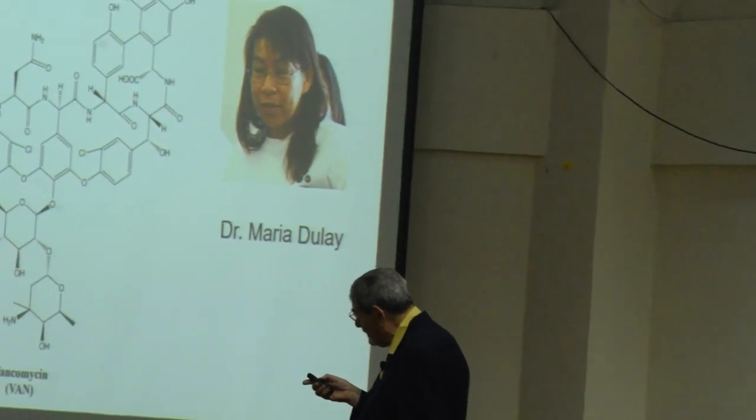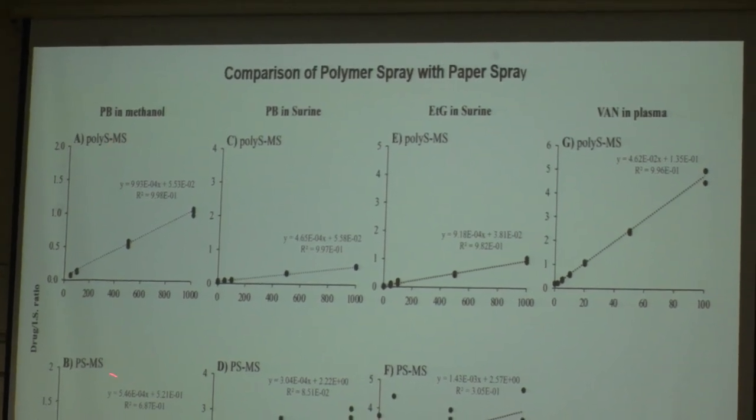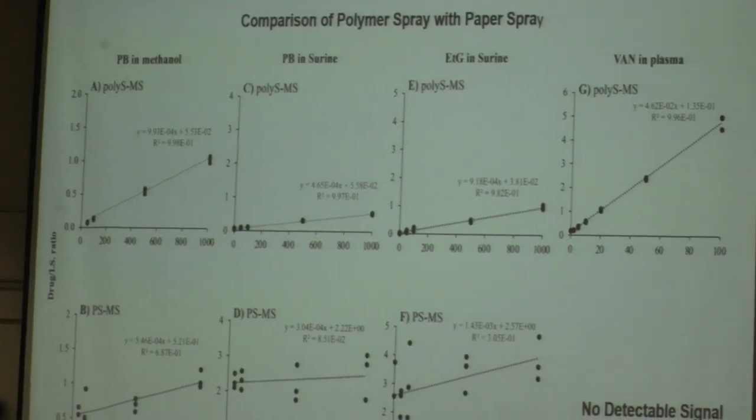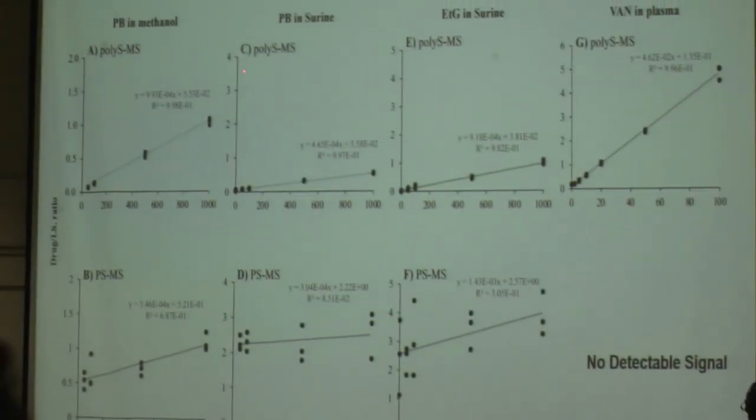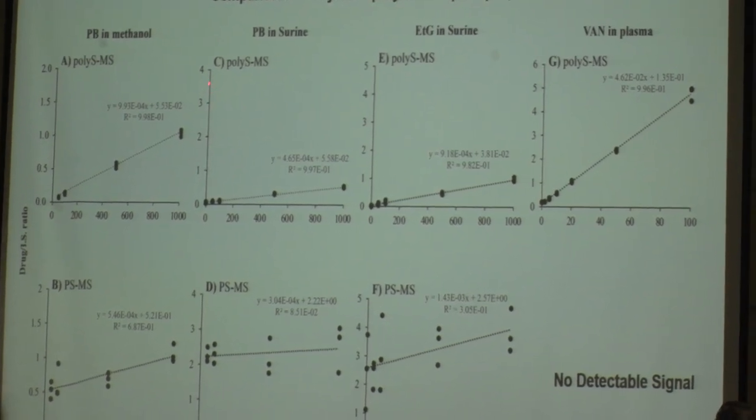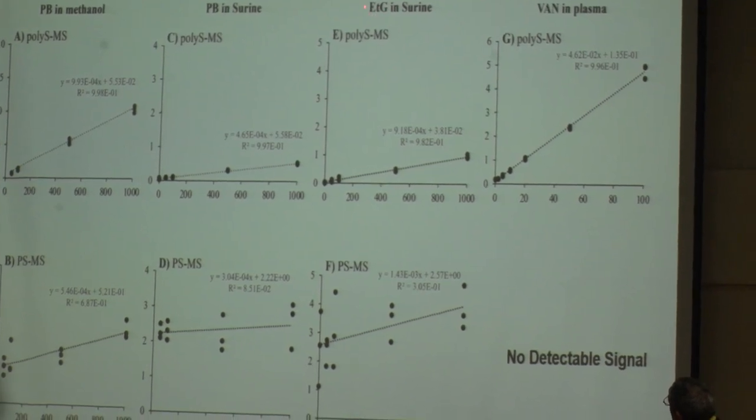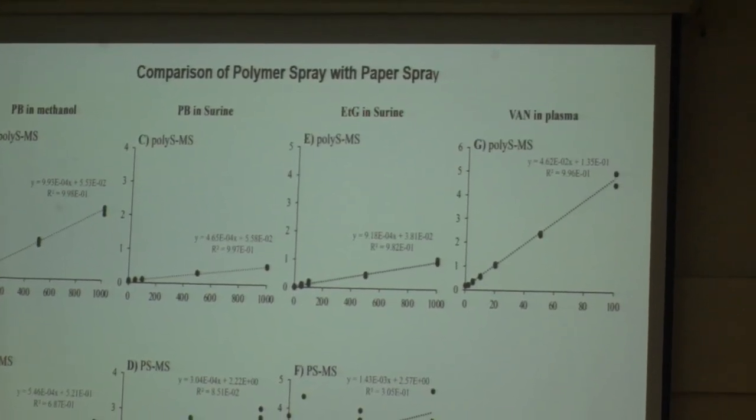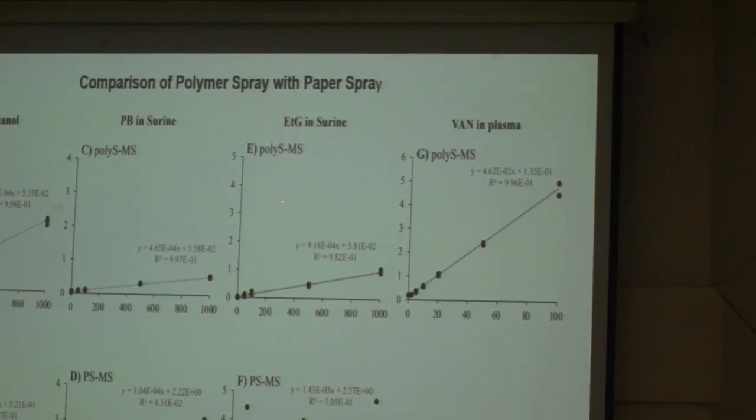Now, let me show you what it's like. Go on to the next slide. And so, I'm showing you the polymer spray and the paper spray, PES and PS. This is paper spray. And I'm showing you a scale. And I'm showing you that in general, what we see is that the polymer, for example, this material, ETG, in synthetic urine, that's what S urine stands for, is much better detected.